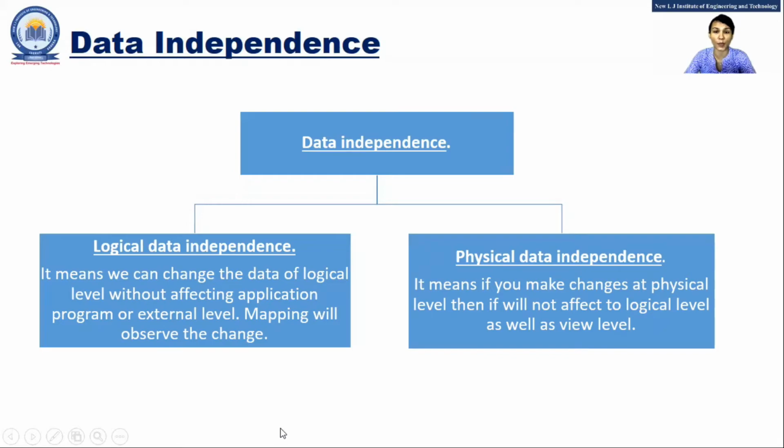Then physical data independence. Physical data independence means suppose you want to change something at the physical level, then it should not affect the logical level. Suppose you are changing the location of your particular database from one point to another, then the whole structure of the logical level should not get changed. You are just changing the location, and that change should be done at the physical level only, and there should not be any effect on the logical level. So this is known as data independence.